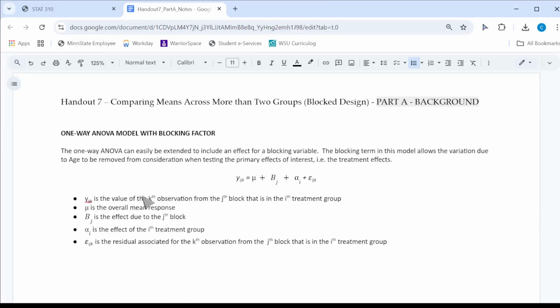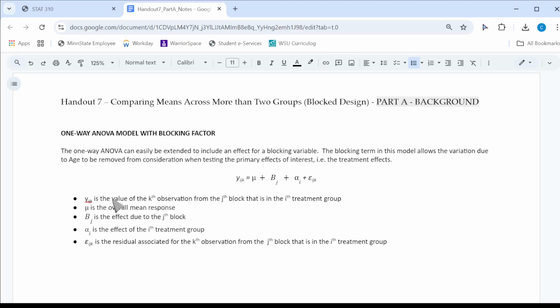What we have on page 10 here is our statistical model that we're going to use for a one-way ANOVA with a blocking factor. So this looks pretty similar to the model that we've been working with in Handout 6, with the exception that I now have a blocking factor in this model.